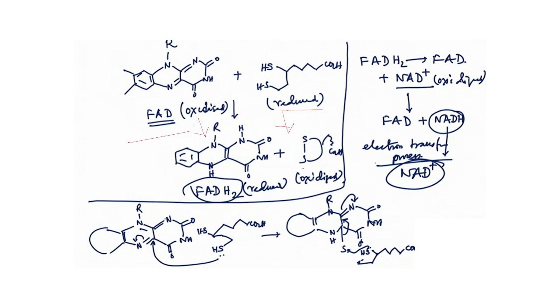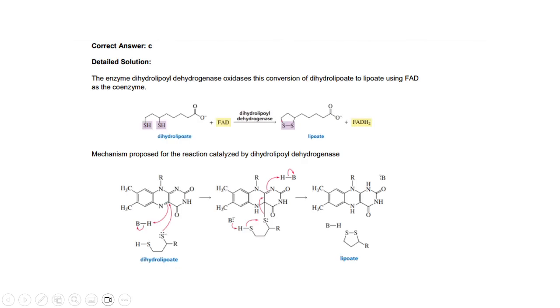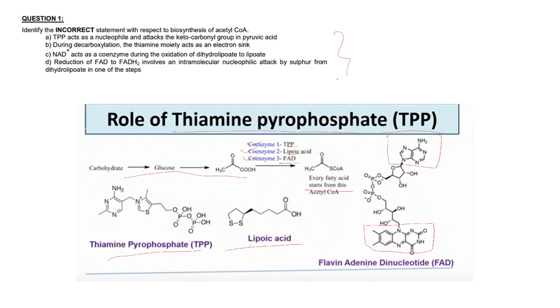So here the mechanism is already written. This thiol group will attack on this carbon. It will have a negative charge. Then another thiol will attack on the sulfur. It will release this FAD and lipoic acid. So this is the mechanism over here. So we can see option C. What is option C? NAD plus acts as a coenzyme during the oxidation of dihydrolipoate to lipoate.